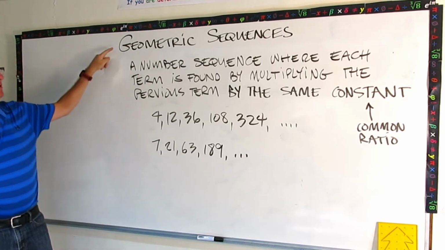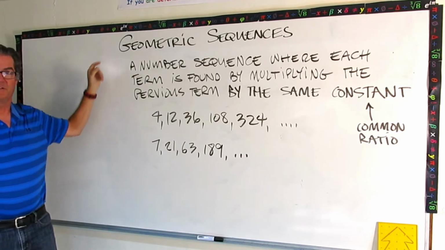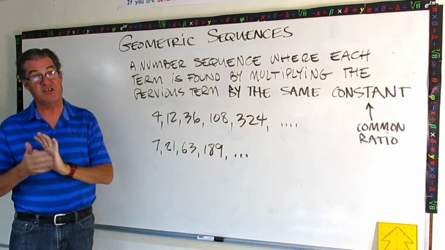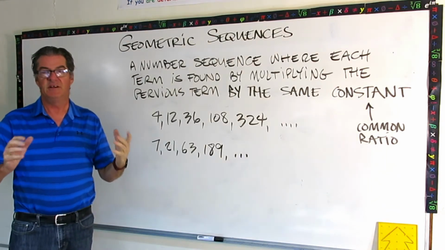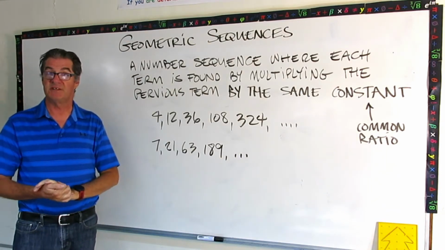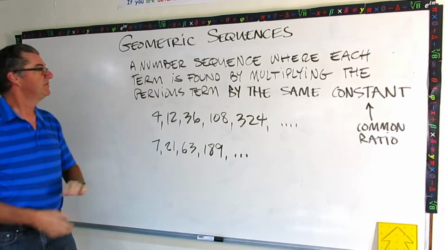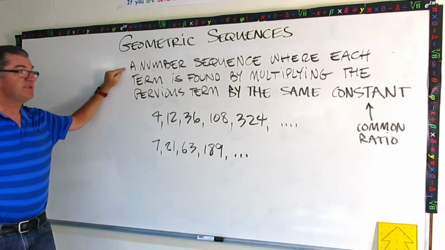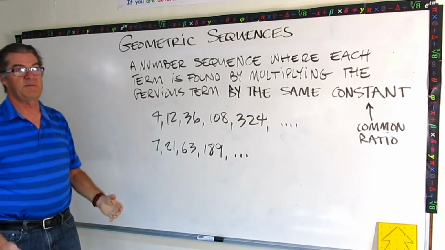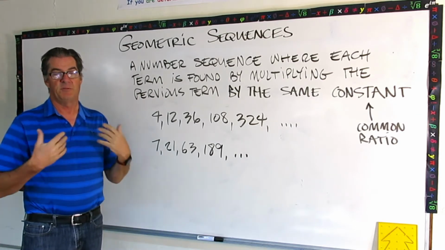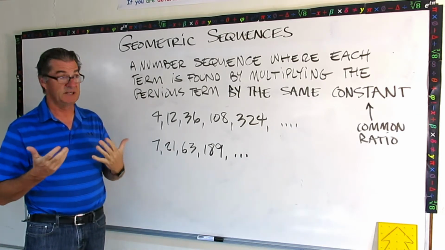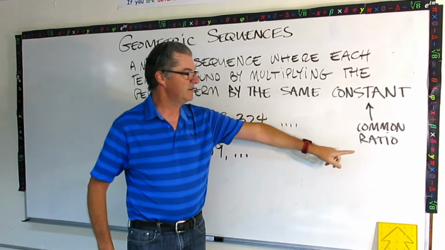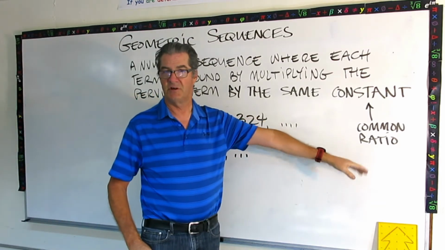Today's topic, geometric sequences. So let's do a quick definition, look at a couple sequences, and then we'll go over some of the kinds of problems that you'll see in this lesson. So first off, this is a number sequence where each term is found by multiplying the previous term by some constant. And we call this constant the common ratio.